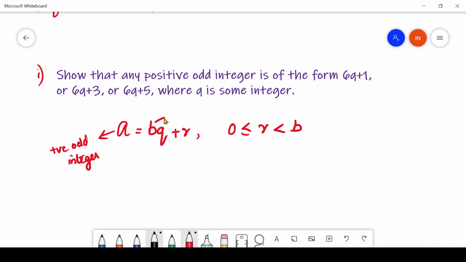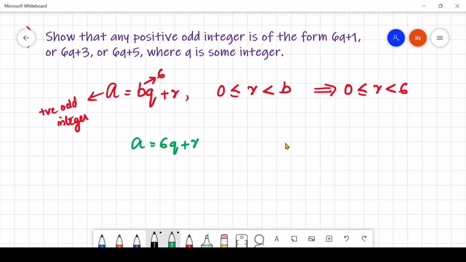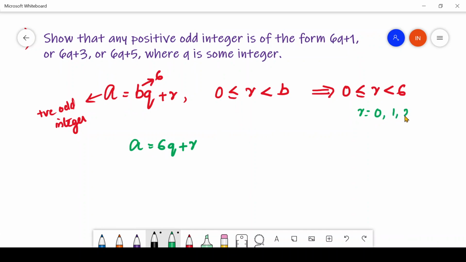And what will be b? b will be 6, right? So how will this condition change? 0 is less than or equal to r, less than 6, right? Now I am going to rewrite this equation as a is equal to, instead of b, I am going to write 6q plus r. So let us see which values we can apply for r. So r can have values 0, 1, 2, 3, 4 or 5, right?